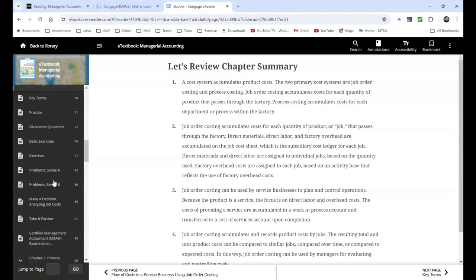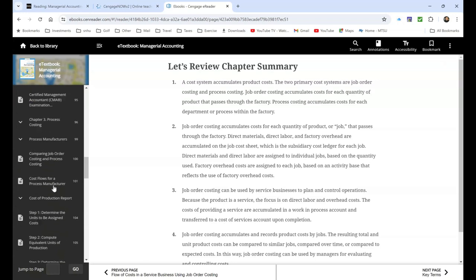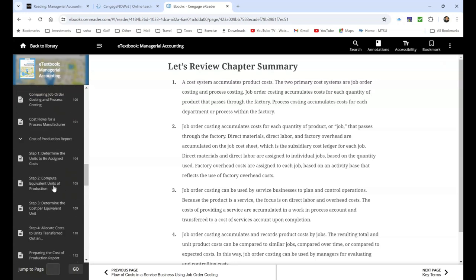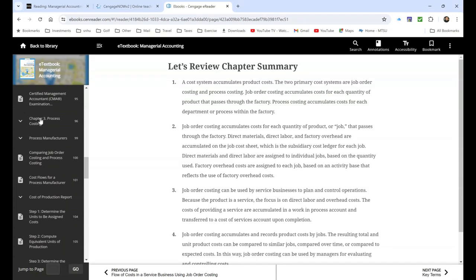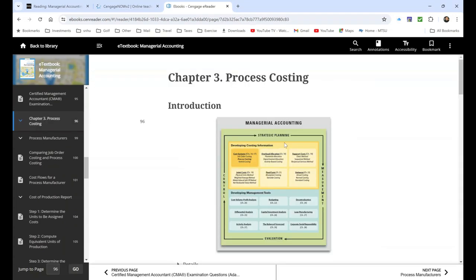All right, so now let's move on to chapter 3. Find chapter 3 here. And so this is process costing. We looked at job order costing. That involves items that are similar, but they are unique. And we want to be able to determine how much that particular product costs so that we can sell it appropriately.